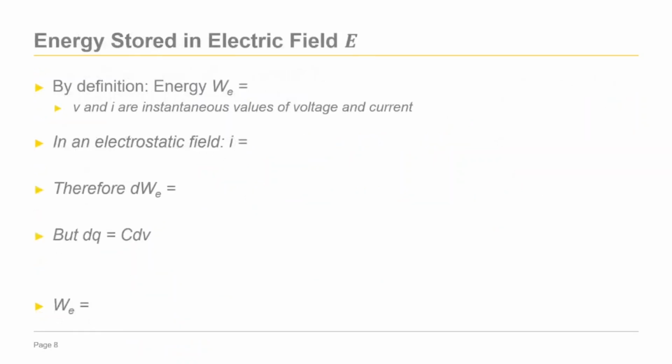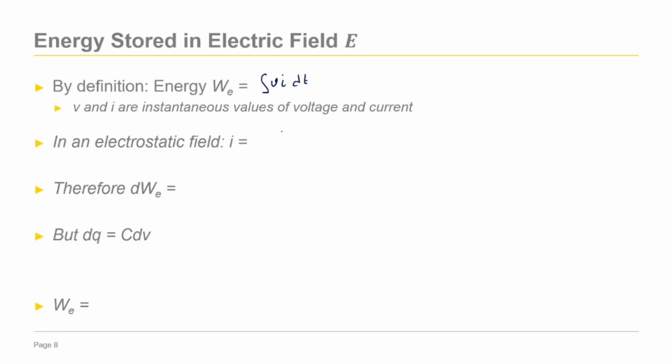Now, having proved these two, let us go ahead and try to compute the energy stored in the electric field. As per definition, the energy, which we represent by WE, in the electric field is going to be given by the integral of VI dt, where V and I are instantaneous values of voltage and current respectively.